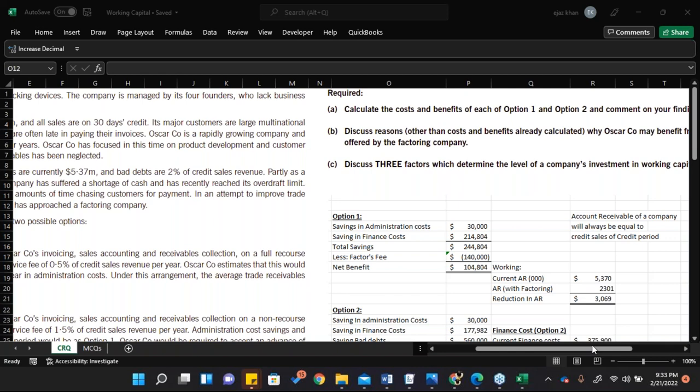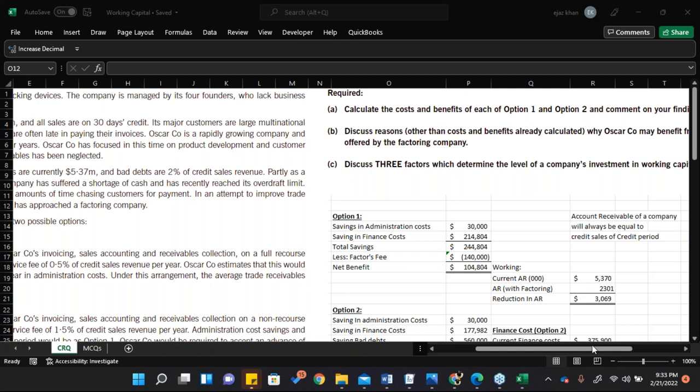Size of the business. Yeah, the overall trading volume of a business. If you have a high trading volume, obviously to support that, you need to have a high level of investment in your working capital. You need to have a high level of cash, high level of inventory, more receivables.